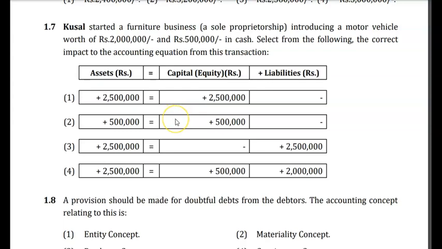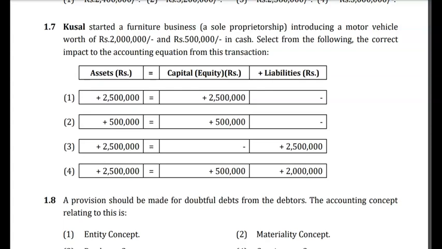Question 1.7. Kusal started a furniture business, a sole proprietorship business, introducing a motor vehicle worth 2,500,000 in cash. Select from the following the correct impact to the accounting equation from this transaction. So basically, if you look at this question, introducing a motor vehicle and cash, which means he is introducing a capital, right?